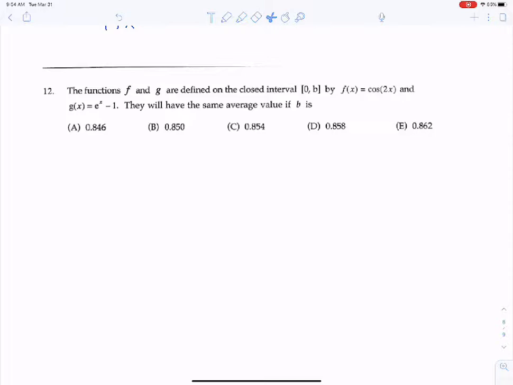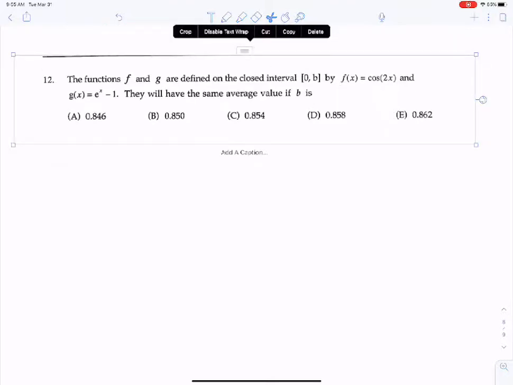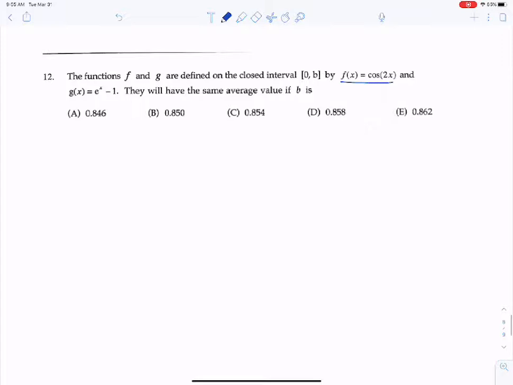Okay, so one more time. The functions f and g are defined on the closed interval from 0 to b. f of x equals this, and g of x equals this. They will have the same average value if b is what? So average value, that's a flashcard.